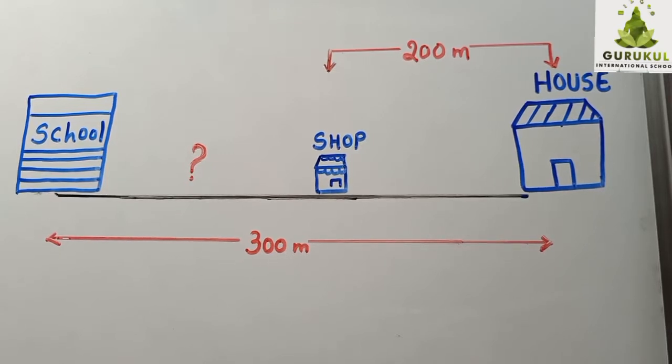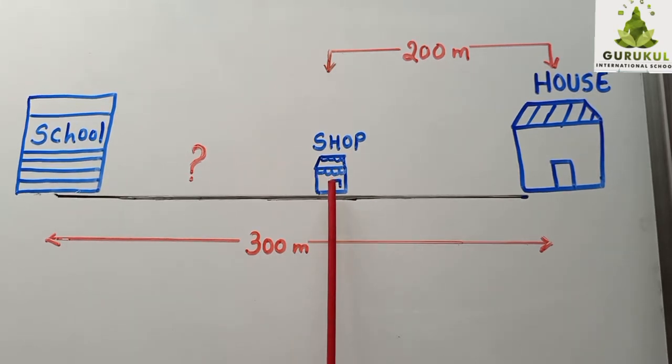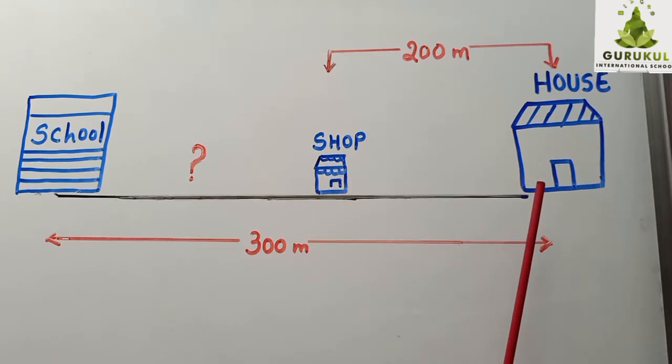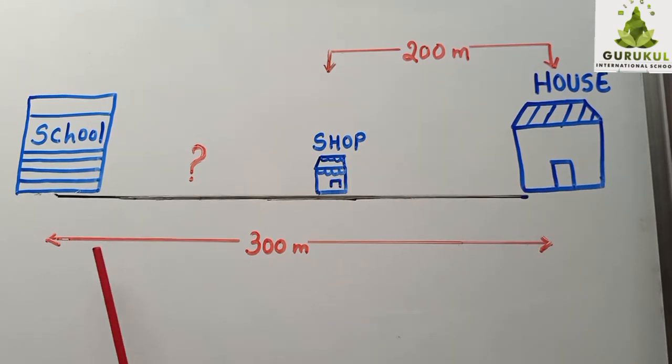Children, see what I have drawn here. In this picture, a school is shown, a small shop is shown, and a house is shown. Now you can see the distance between school and house. I want to go from my home to the school. So what is the distance between my house and school? It is 300 meters. This full line I have made here showing the distance between my house and my school is this much, that is 300 meters.